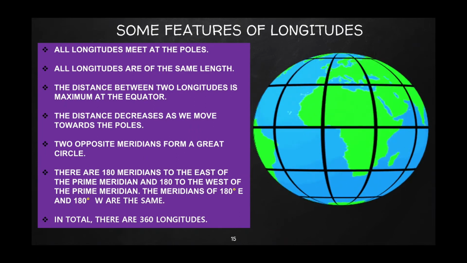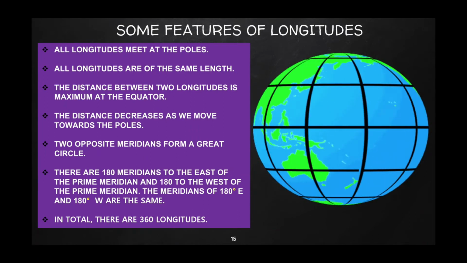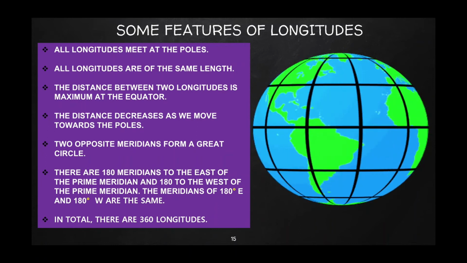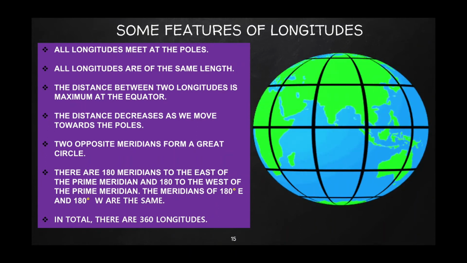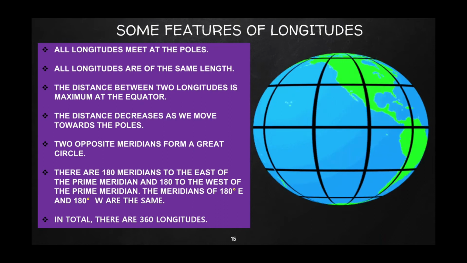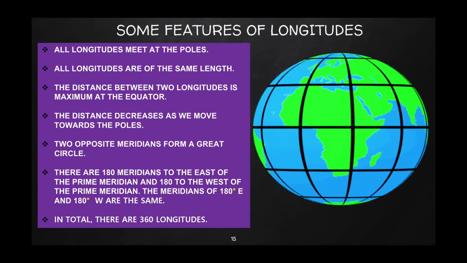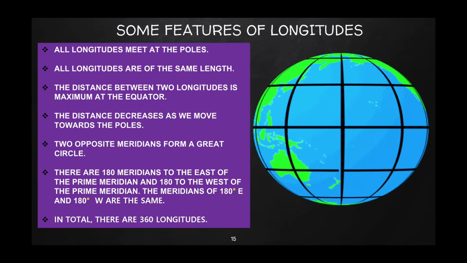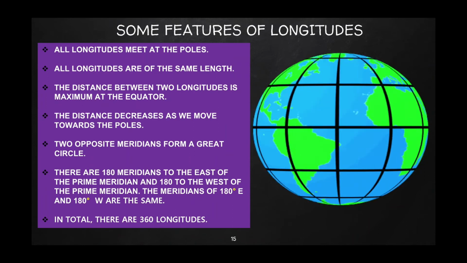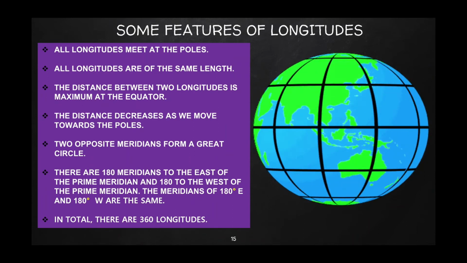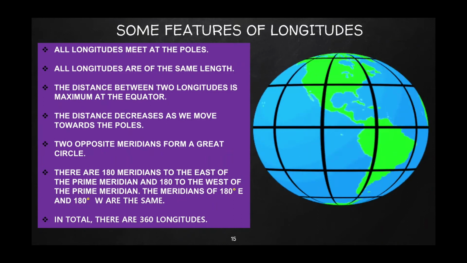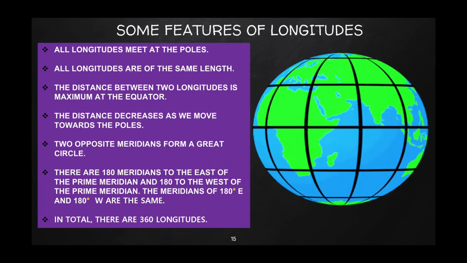There are 180 meridians to the east of the prime meridian and 180 to the west of the prime meridian. The meridians of 180 degree east and 180 degree west are the same. So in total, there are 360 longitudes.